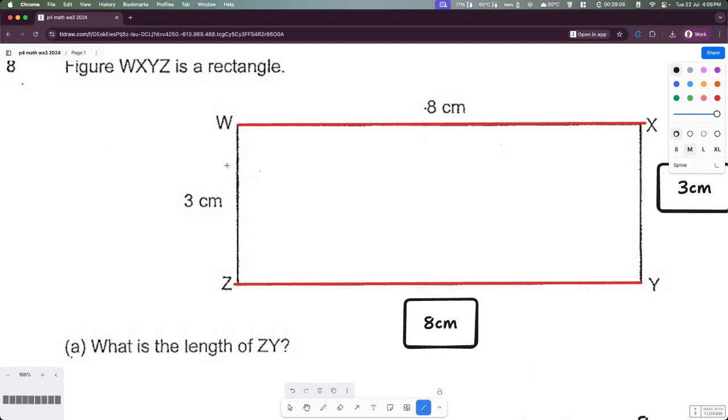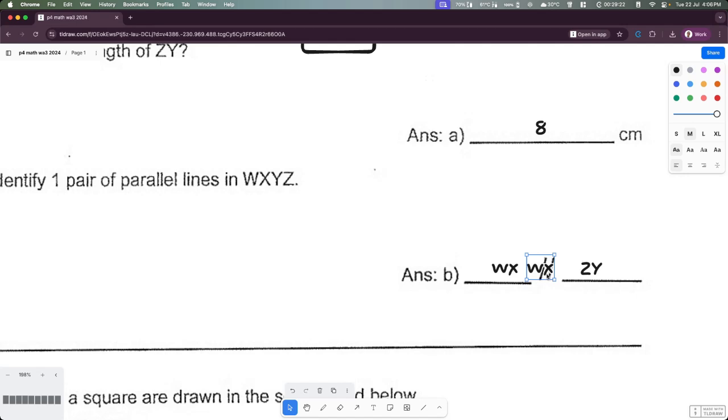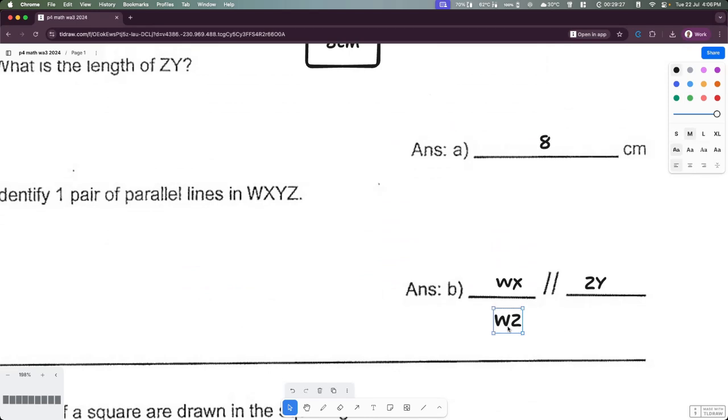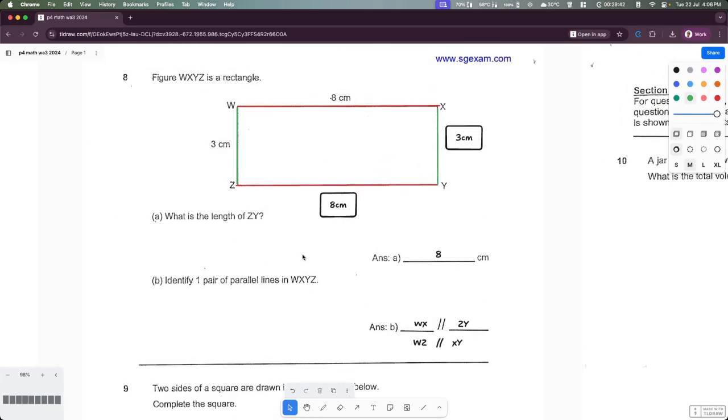If you guessed it, it is also WZ. Let me use another color, which is green. So WZ over here is also parallel to, you guessed it, XY. So we can put WZ and XY. XY over here, right? Therefore, both are correct in this case. All right, so that's it for 8.